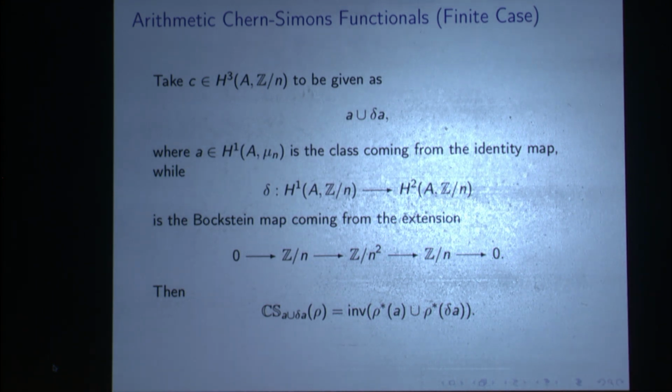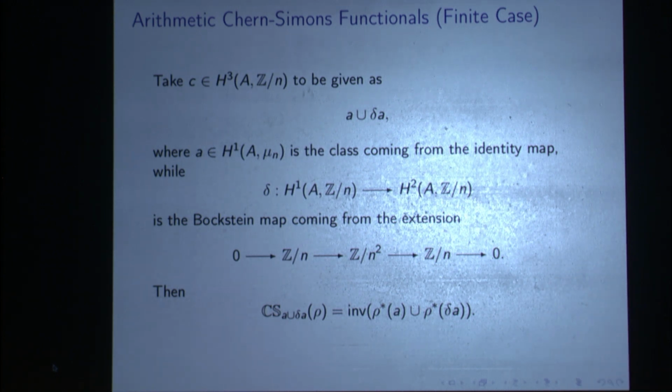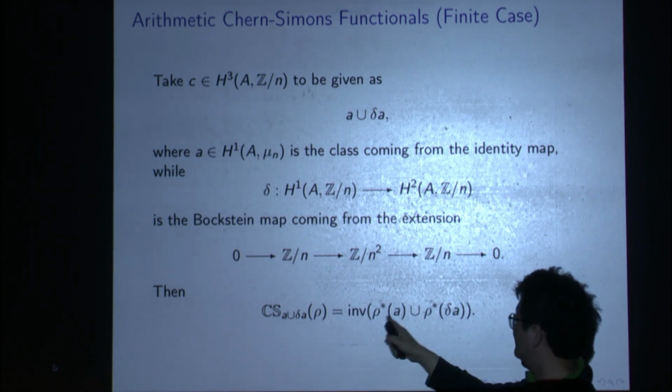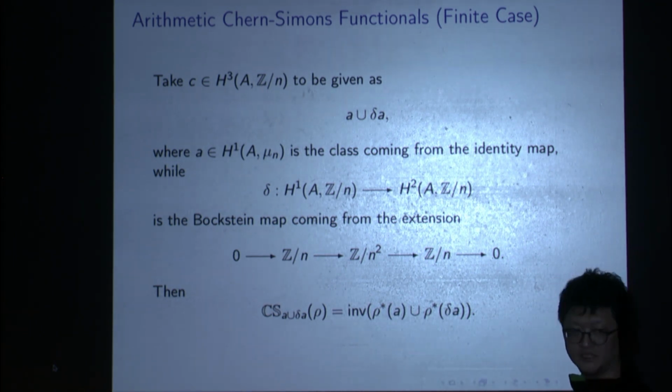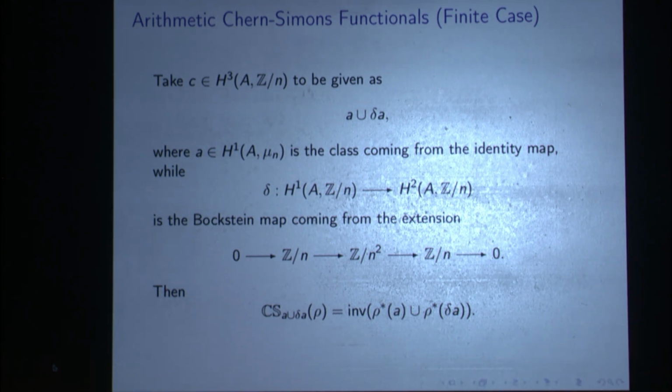Using that, I get a Chern-Simons function on abelian representations. If you compute, what I said over here is exactly this: you just pull back the class A, pull back the Bockstein of A, and take the invariant after taking cup products. You'll see this looks exactly like the abelian Chern-Simons integral that you see in three-manifold theory, but in a slightly different form, where the Bockstein plays the role of the differential. That seems to be a common thing in this arithmetic version of the subject. Bockstein operators are very much like exterior derivatives of differential forms.